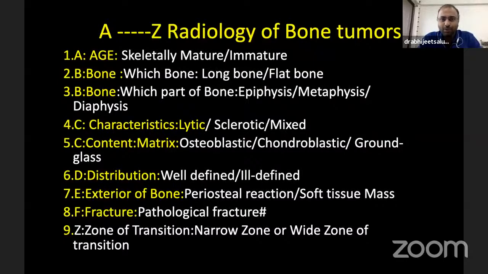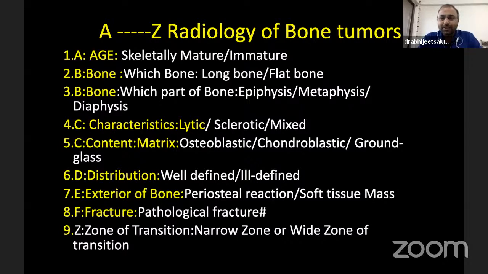Then bone, which bone is involved, either a long bone or a flat bone. A few tumors are common in long bone. Osteosarcoma is common. In flat bone, Ewing sarcoma is more common. Chondrosarcoma is more common. Then next is B, which part of the bone. The end of the bone is the epiphysis, the middle part of the bone is the diaphysis, and the part which is adjacent to the epiphysis is called the metaphysis.